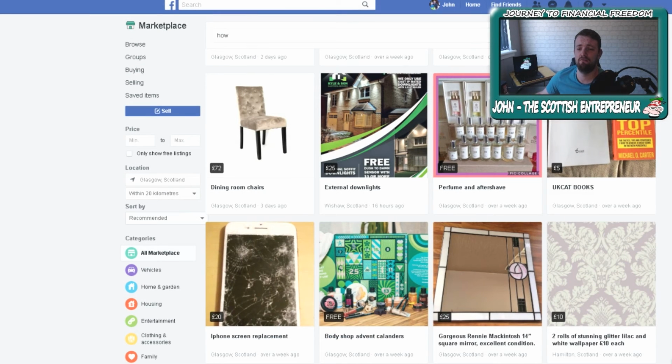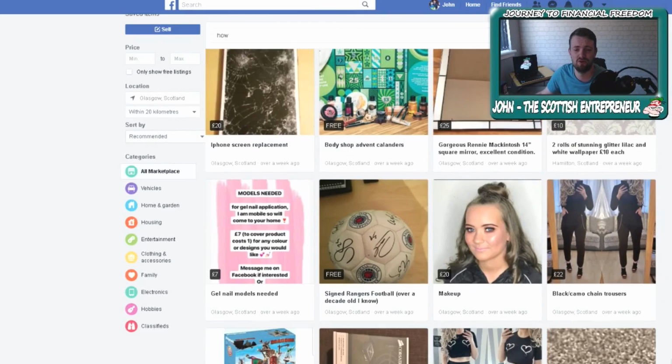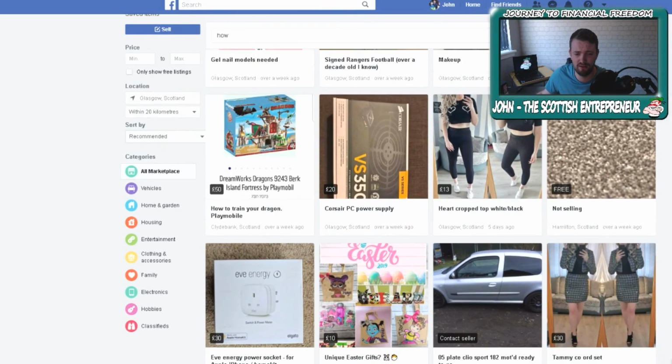Okay, so another random keyword. I have just wrote in "how." Yeah, that's it. That's all it takes. Literally, that's all it takes. It doesn't have to be anything specific, just anything random. You're filtering out the search results. That's all you're doing. It makes it easier and makes it quicker to find products. So yeah, "how." I'm just going to click through this. It'll give you a bunch of random things.